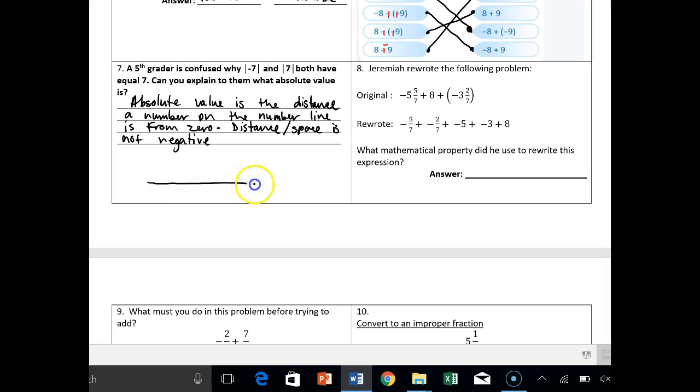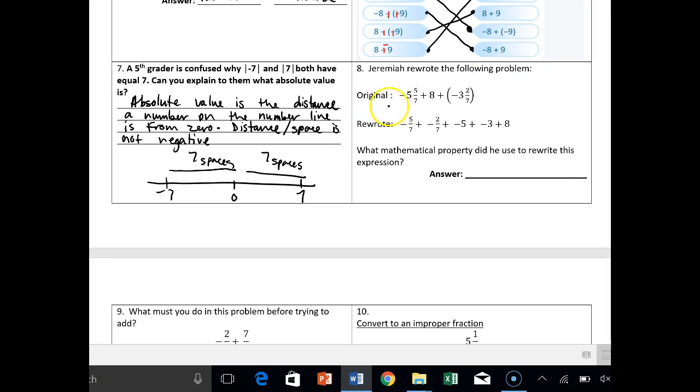Right, so here, draw this out. Here's 0, here's 7 over here, here's negative 7 over here. This is 7 spaces away from 0, and this is also 7 spaces away from 0. So the distance is never negative, right?